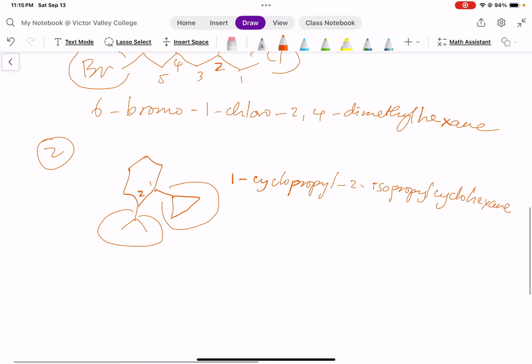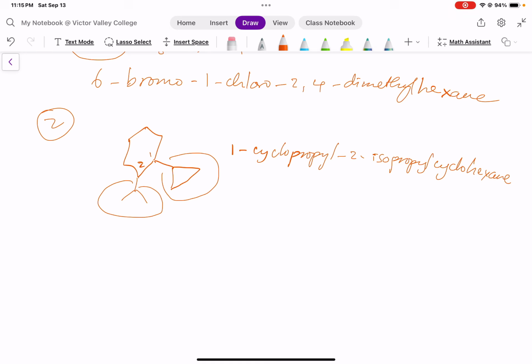Okay, now this number 3 is very interesting. There's 2 questions on number 3. One is to name it. Okay. Actually, we're not responsible for naming. But we can do it if we want to.